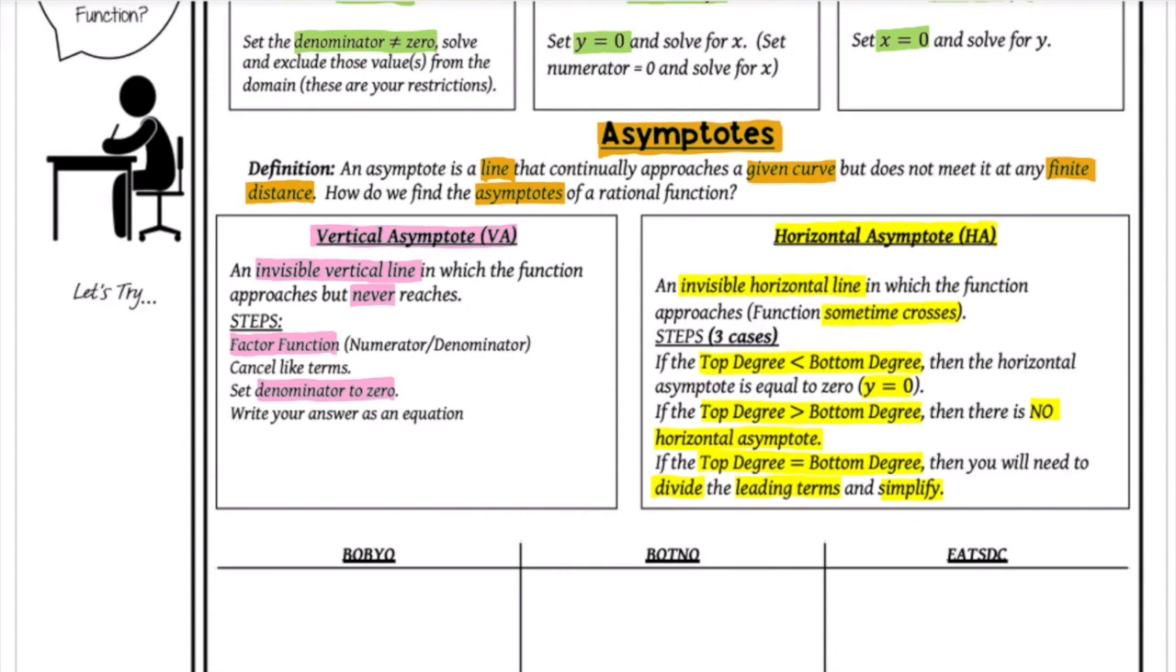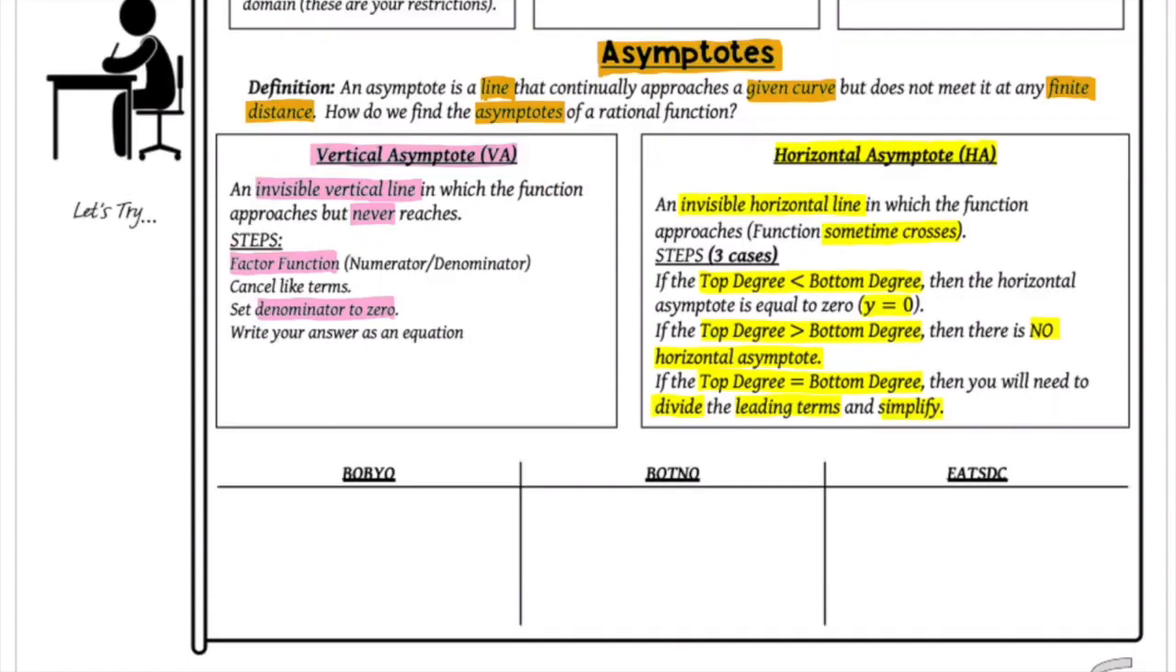So how are you going to remember all of these situations for the horizontal asymptote? There's an acronym. We have BOBO, we have BOTN, and we have EATS DC. BOBO means big on bottom. Big on bottom means the exponent is larger in the bottom. If the exponent is larger in the bottom, BOBO, then HOYA is your horizontal asymptote. What does that mean? y equals 0.